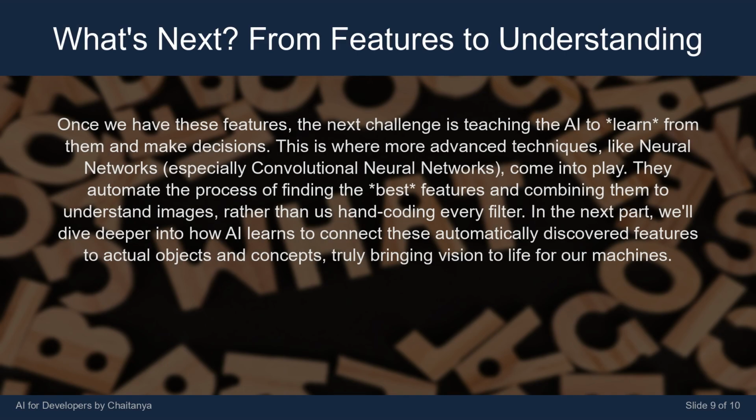Once we have these features, the next challenge is teaching the AI to learn from them and make decisions. This is where more advanced techniques, like neural networks, especially convolutional neural networks, come into play. They automate the process of finding the best features and combining them to understand images, rather than us hand-coding every filter. In the next part, we'll dive deeper into how AI learns to connect these automatically discovered features to actual objects and concepts, truly bringing vision to life for our machines.